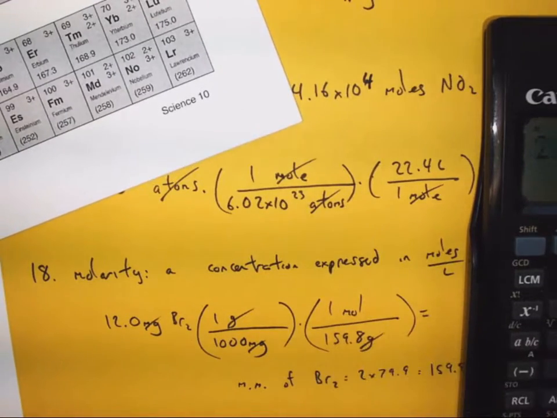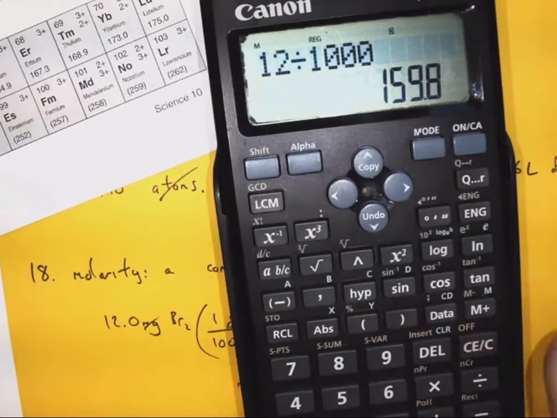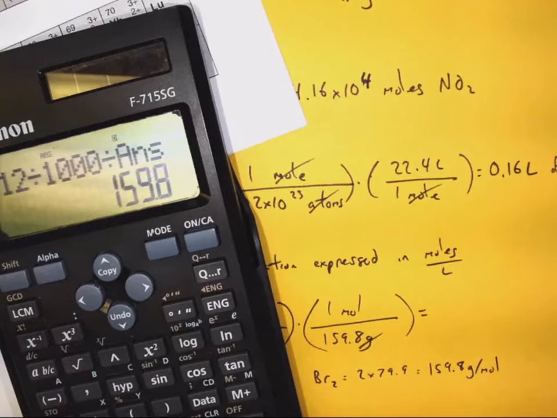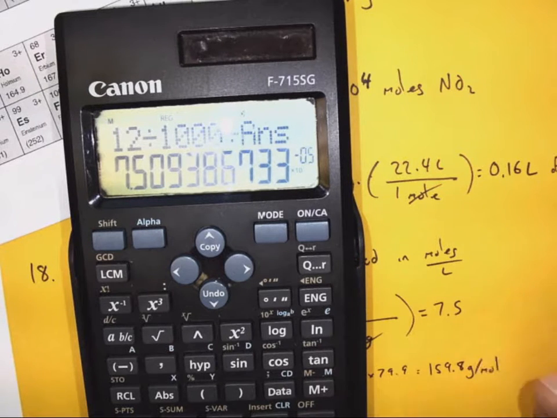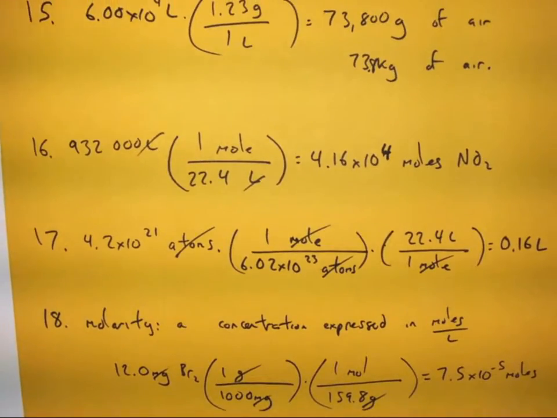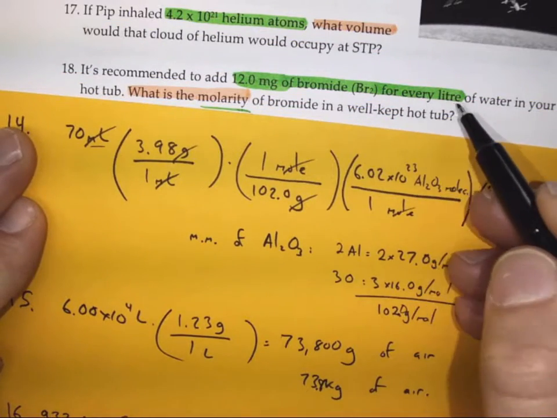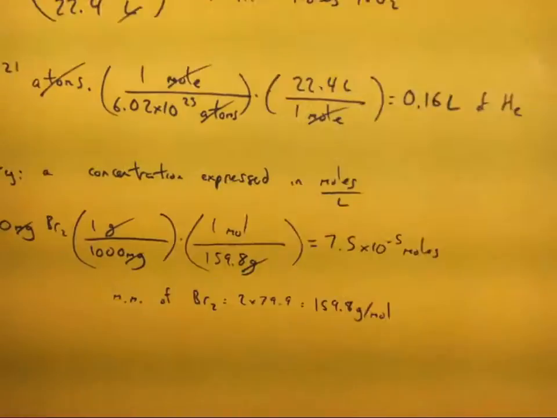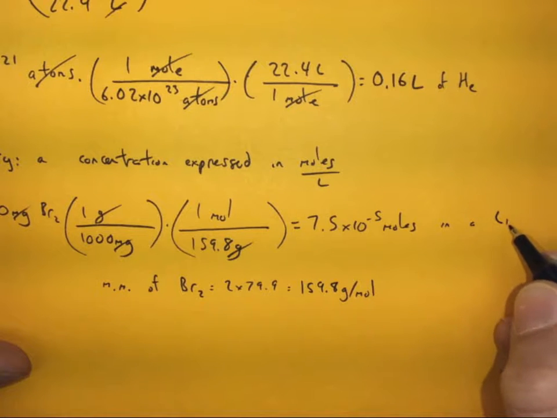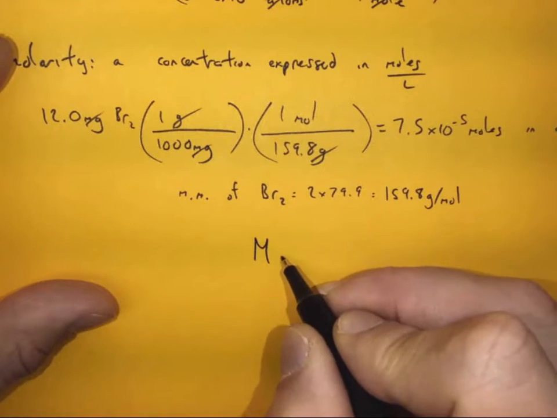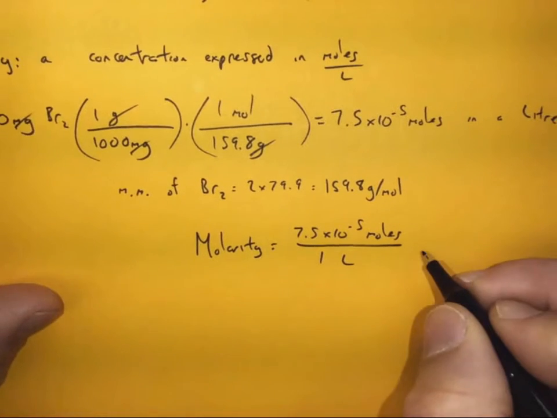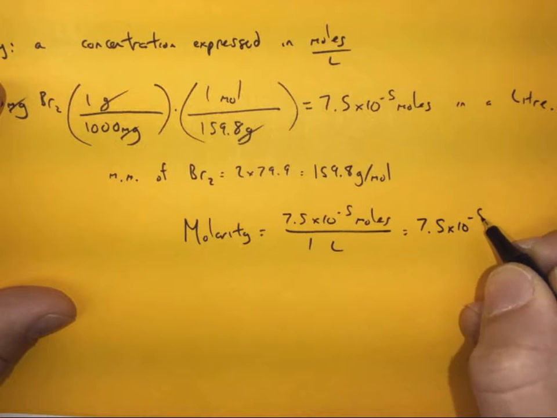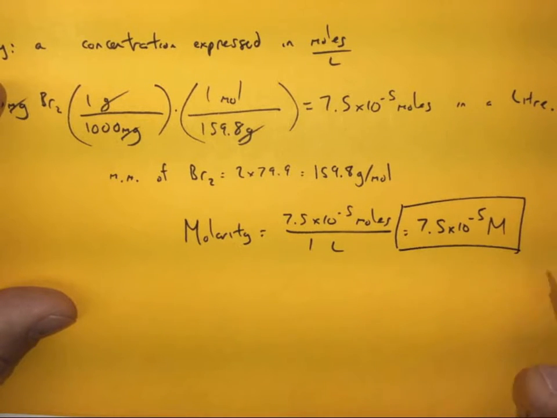So I have 12 divided by 1,000 divided by 159.8. That'll give me 7.5, so not very many moles, 7.5 times 10 to the negative 5 moles. And if we look back at the question, it says for every liter. So that's how many moles are in a liter. So the molarity is just 7.5 times 10 to the negative 5 moles for every 1 liter, which is 7.5 times 10 to the negative 5 molar, or moles per liter.